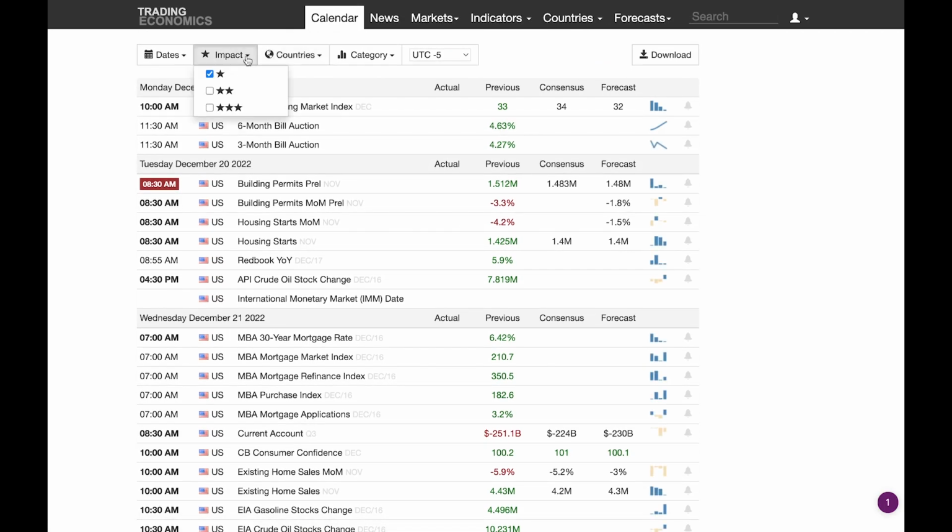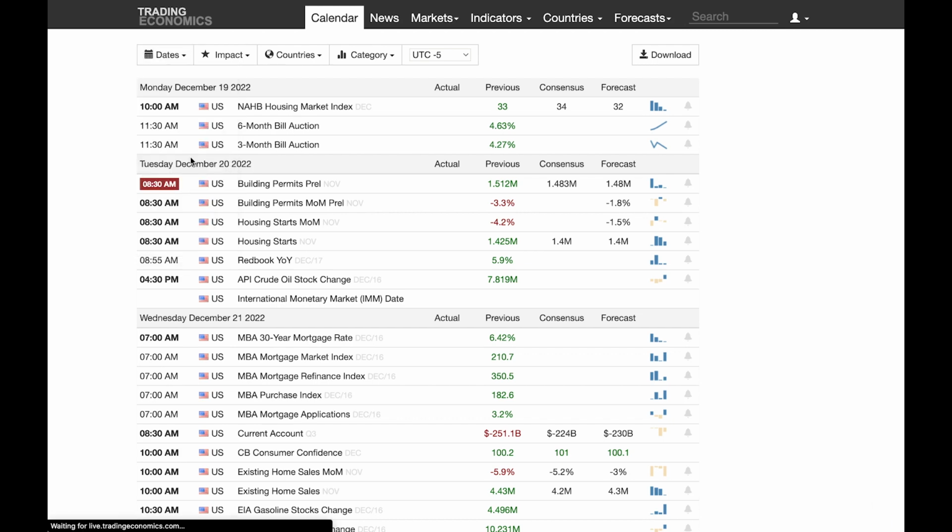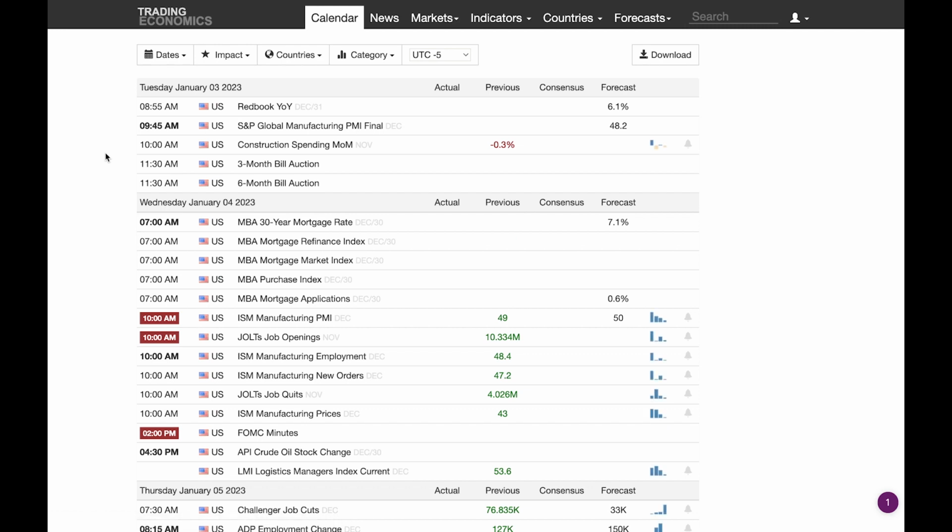And then you can select by the impact rating. I'm just going to keep it at 1 star for now just to show you. And then you can select the date. So let's take a look at next month. What's also nice is going to the custom so you can see what happened in the past if you're interested in that. But let's just look at next month. And this is what is going on.